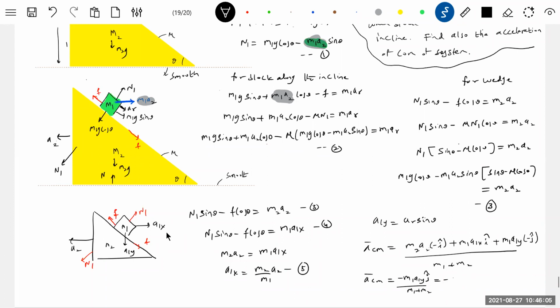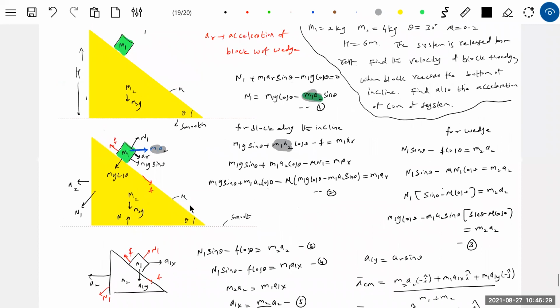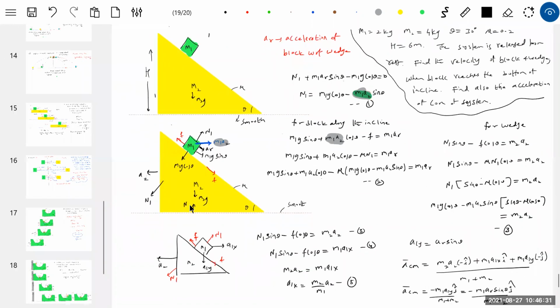Which is equal to minus M1 AR sin theta, because what is A1y? A1y should be equal to AR sin theta, j cap by M1 plus M2. So what is AR? AR is from here only we had. Substitute that, you get the acceleration of center of mass. So how the center of mass will move? It will move vertically down here. Though the block and wedge are moving horizontally, the net displacement of center of mass is along y-axis only.